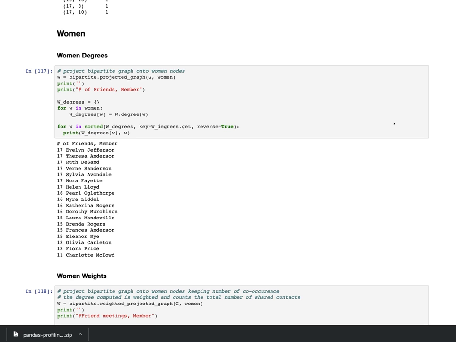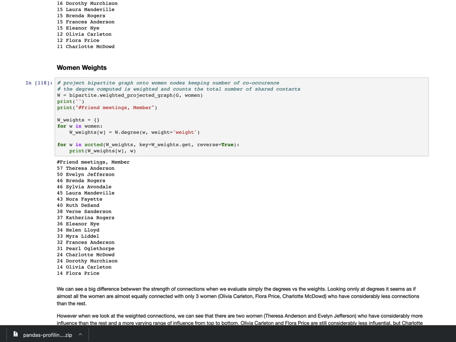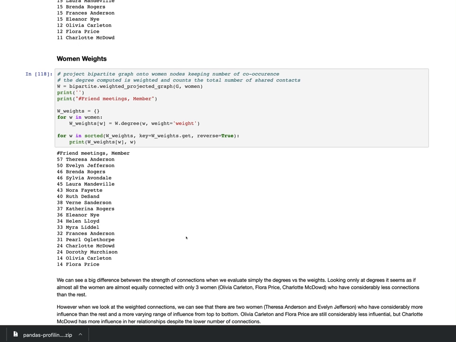by weights. And you can see there's not such a huge range in the degrees, but when you look at the weights, there's a much larger range, with Teresa Anderson being clearly the most influential member of the clubs. The women are pretty well spread out over that range, though, so there's not like a huge empty space anywhere in there. They're really pretty spread out between the 14 and 57.